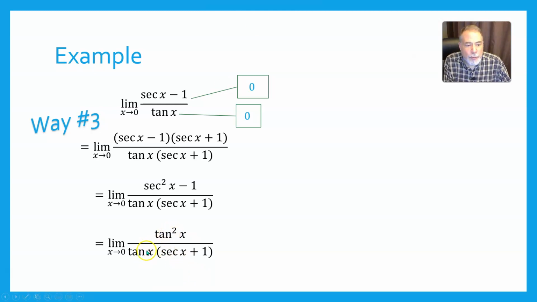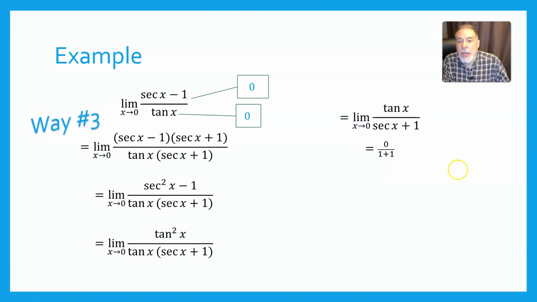Now we can divide the numerator and denominator each by that common factor of tangent of x, and it reduces to the limit as x approaches 0 of tangent of x over secant of x plus 1. Now as x approaches 0, the tangent of x approaches the tangent of 0, which is 0. And the secant of 0 would be 1, so the denominator approaches 1 plus 1, or 2. And so the whole thing has a limit of 0 over 2, which is 0.